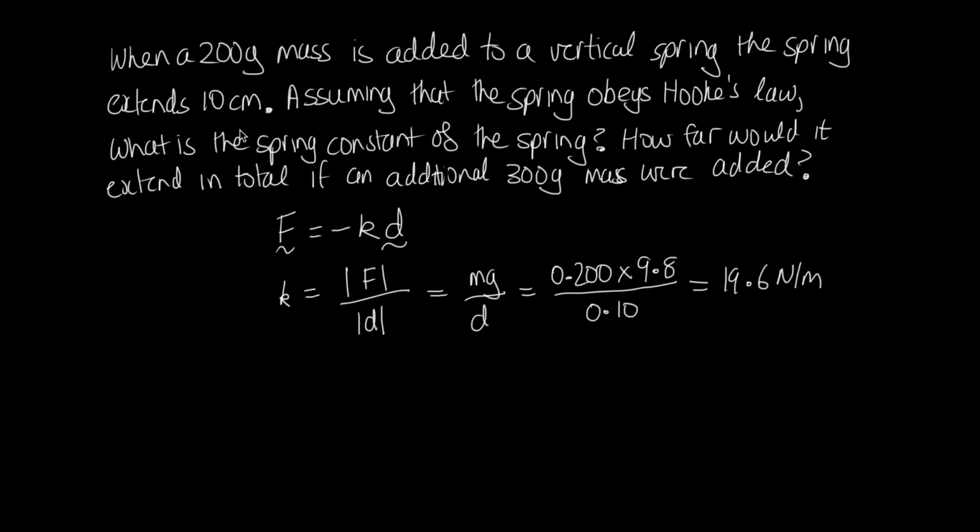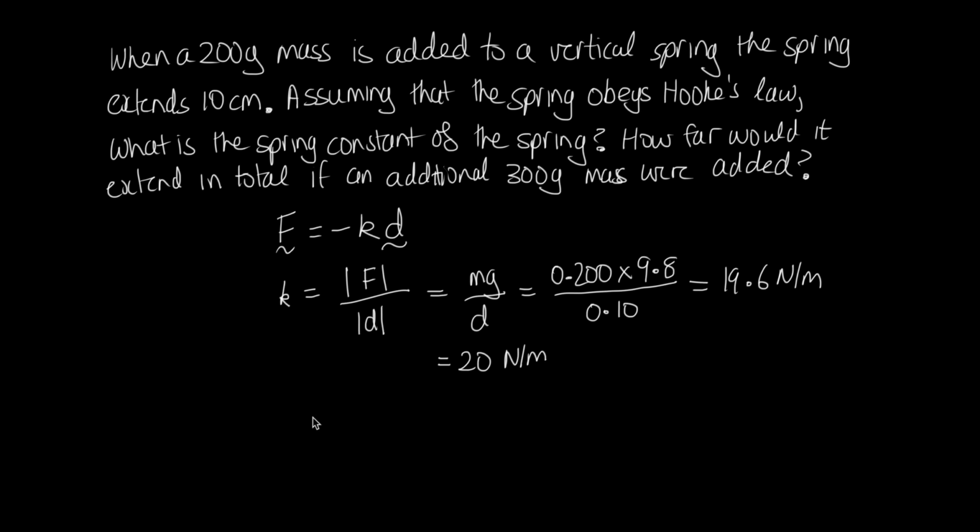Now in this question, 200 grams is given to 3 significant figures, and 10 centimeters was given to 2 significant figures. So I should just answer with 2 significant figures. So I'll say this is equal to 20 newtons per meter. And then the next part of the question asks us how far it's going to extend. So now we need to know d if an additional 300 grams was added. So the total mass which has been added now is the 200 grams and then the 300 grams, so 500 grams or 0.5 kilograms.